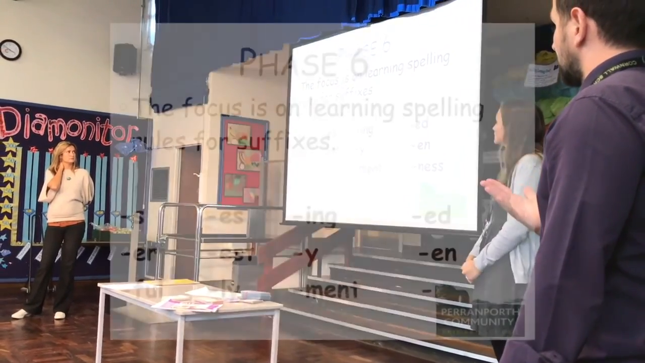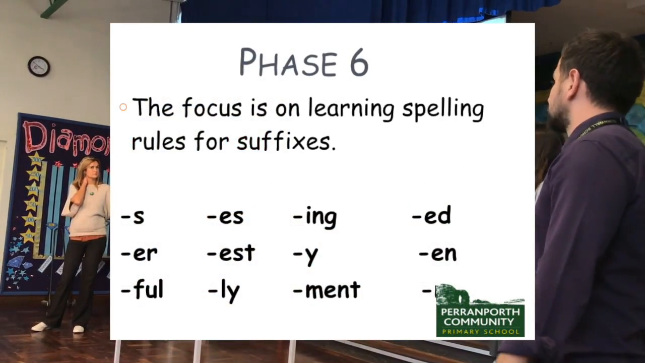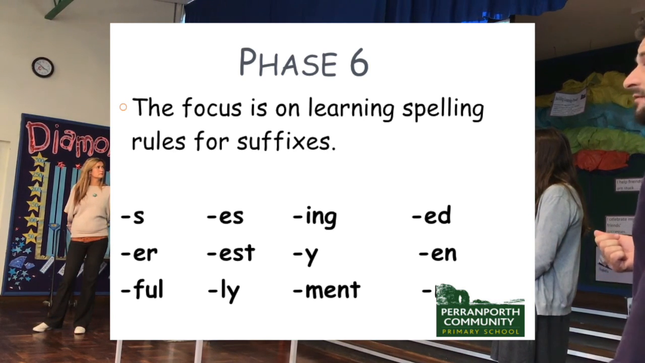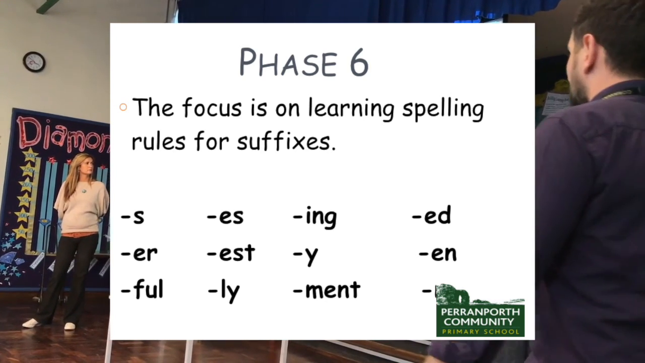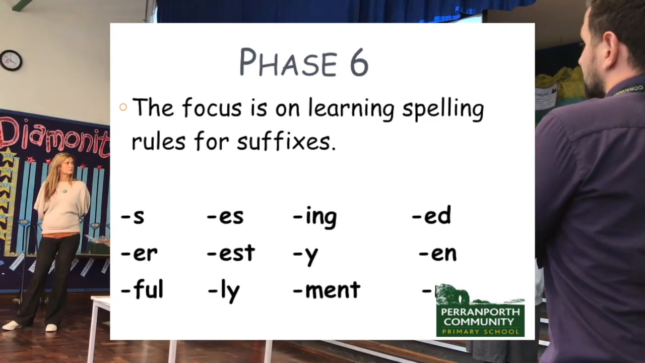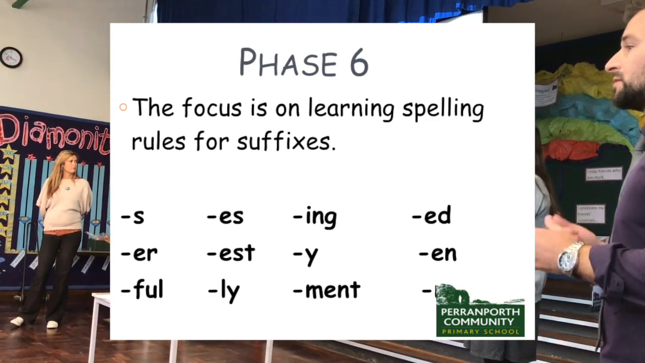So for reading, we look at the base or root words, and then we mainly focus on the suffixes, and that is the part of the word that goes at the end. It can change the sort of tense of a word.